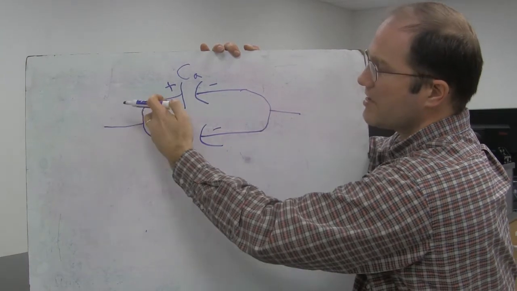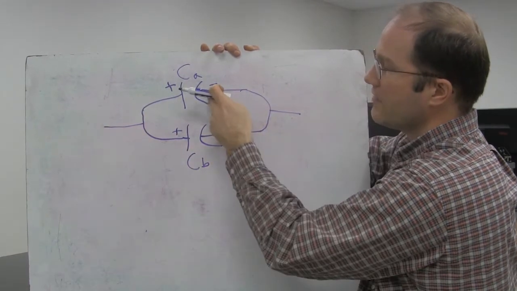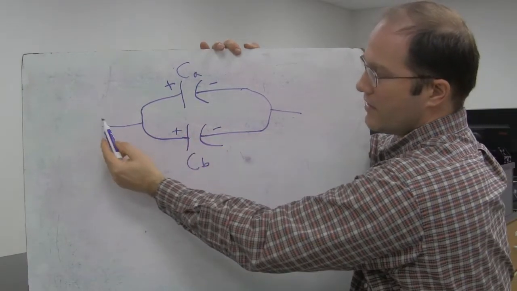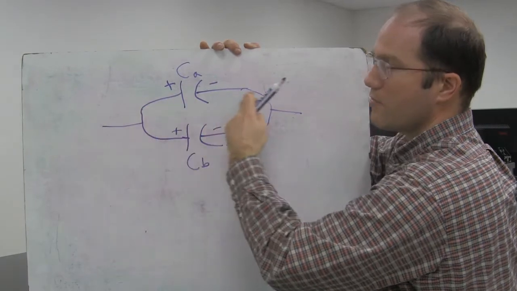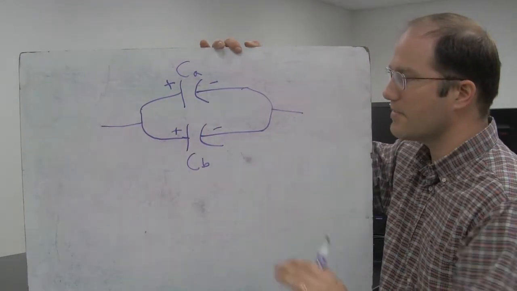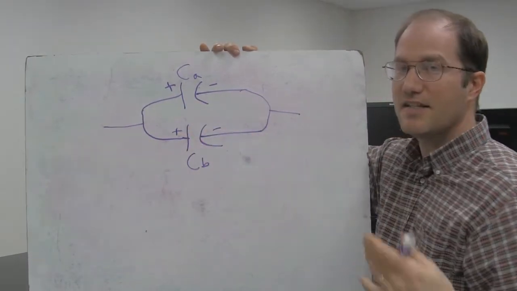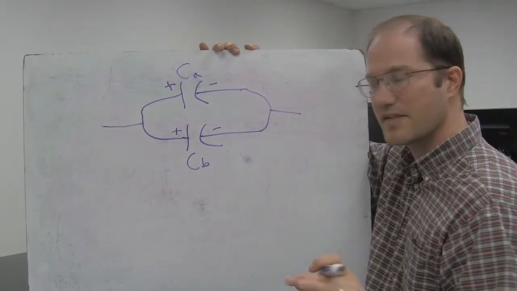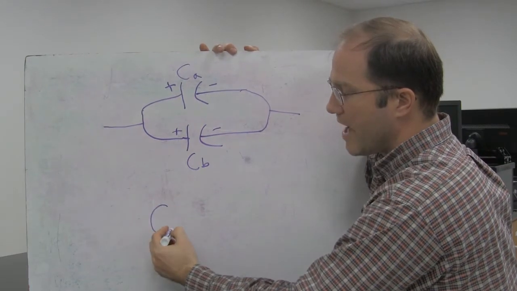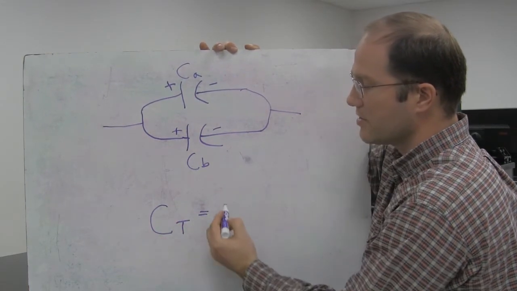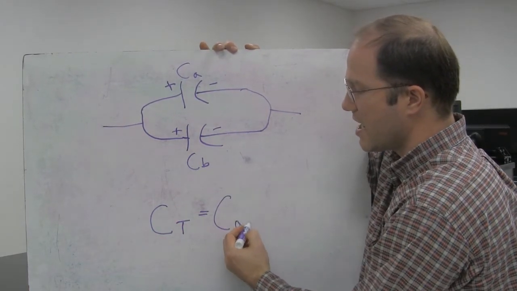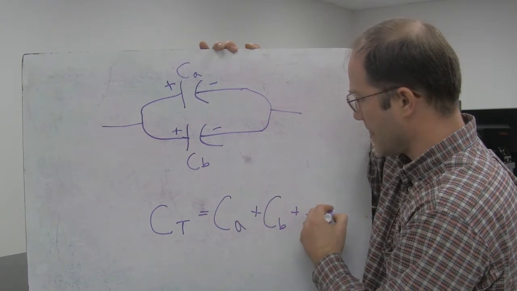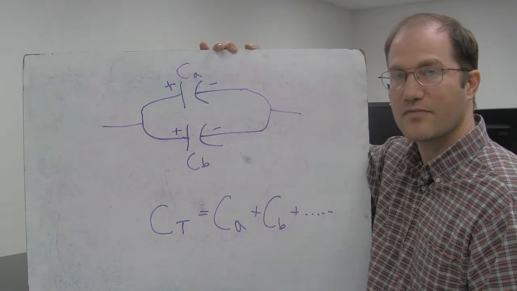And the positive ends are connected together, the negative ends are connected together, but there's a choice. You can branch and go either way through a capacitor. So these are said to be in parallel instead of in series. And so theory predicts, and you'll talk about this theory in class, that the total capacitance is equal to the sum of CA plus CB plus any number of capacitors that come afterward.